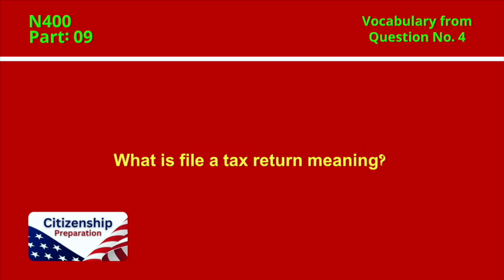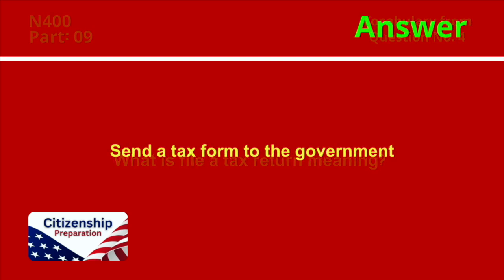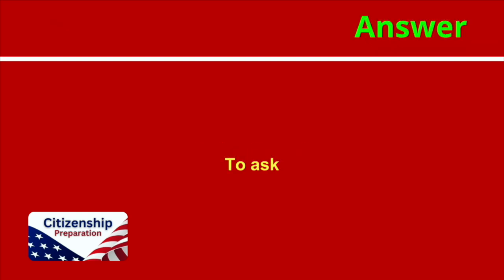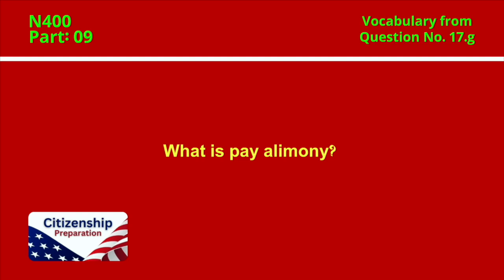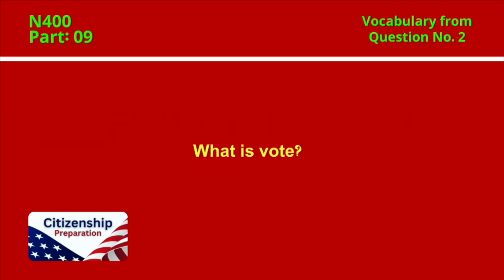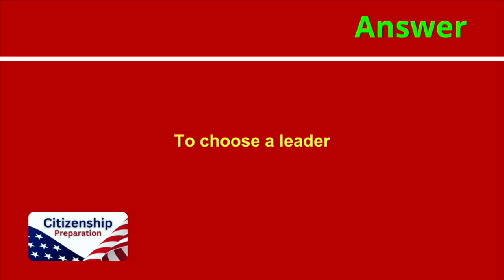What does file a tax return meaning? Send a tax form to the government. Define recruit. To ask. What is pay alimony? Give money to an ex-spouse after a divorce as per court order. What is vote? To choose a leader.